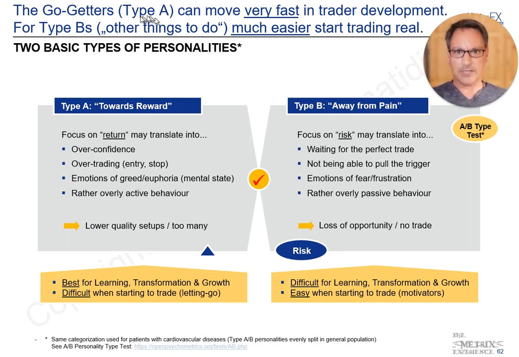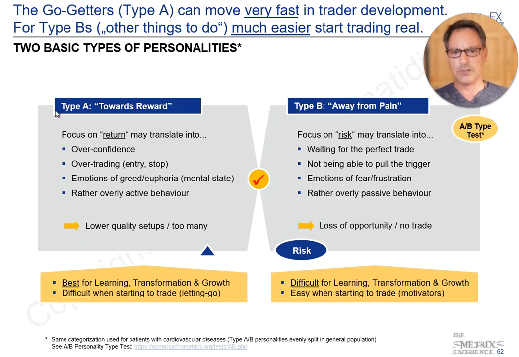Type A, Type B. So the Type A, 75% of my students, are the go-getters. They can move very fast in trader development, and about 25% are Type Bs. Well, they tend to have other things to do, not what the task is for that week. However, for them, it is much easier to start trading the live markets because their FOMO, their fear of missing out, is much lower than the Type A's. So there are always pros and cons of both types. Well, the interesting question will be at the end, what is the best type for a trader?